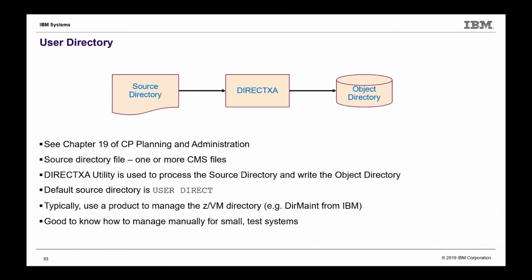And basically what we're going to have is a source directory, which we'll show you examples of, and that gets processed through a utility called DIRECTXA, which is going to write out an object directory onto where we'll show you later, we dictated the object directory resides. And so typically this is a CMS file. There are environments where you may have multiple CMS files, or if you run certain products that manage the directory, that will often occur as well.